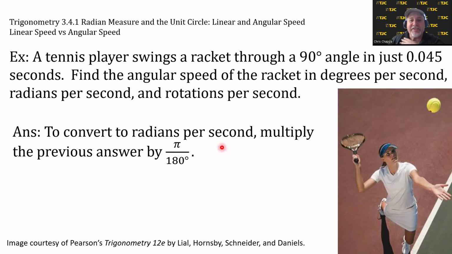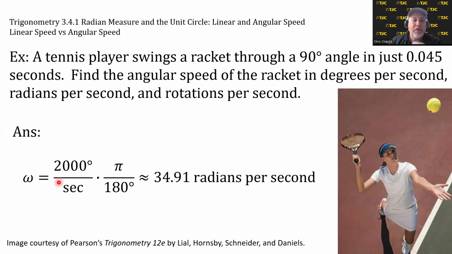To convert to radians per second, we multiply the previous answer by pi over 180 degrees, our standard conversion multiplier. So in radians per second, our angular speed is 2,000 degrees per second times pi over 180 degrees, which is about 34.91 radians per second.